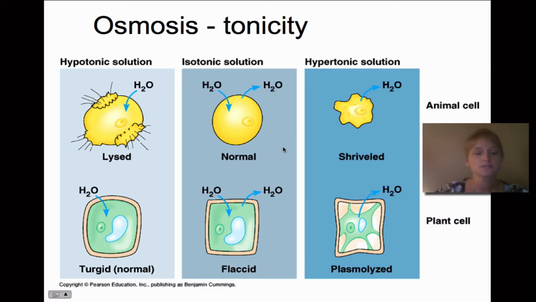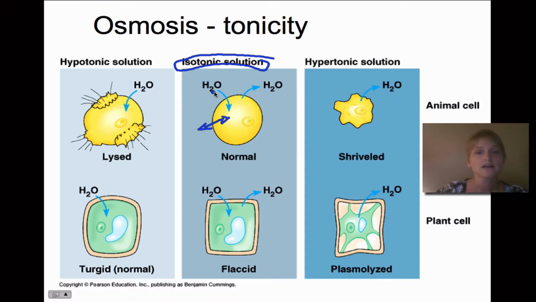Now, with osmosis, we have something called tonicity. And this is how these different concentrations of solution will affect a cell. So I'm going to start with isotonic. It's the one in the middle. It's probably the easiest one to understand. It's when the solutes on the outside and the solutes on the inside are equal. Okay, so there's no difference in the concentration.